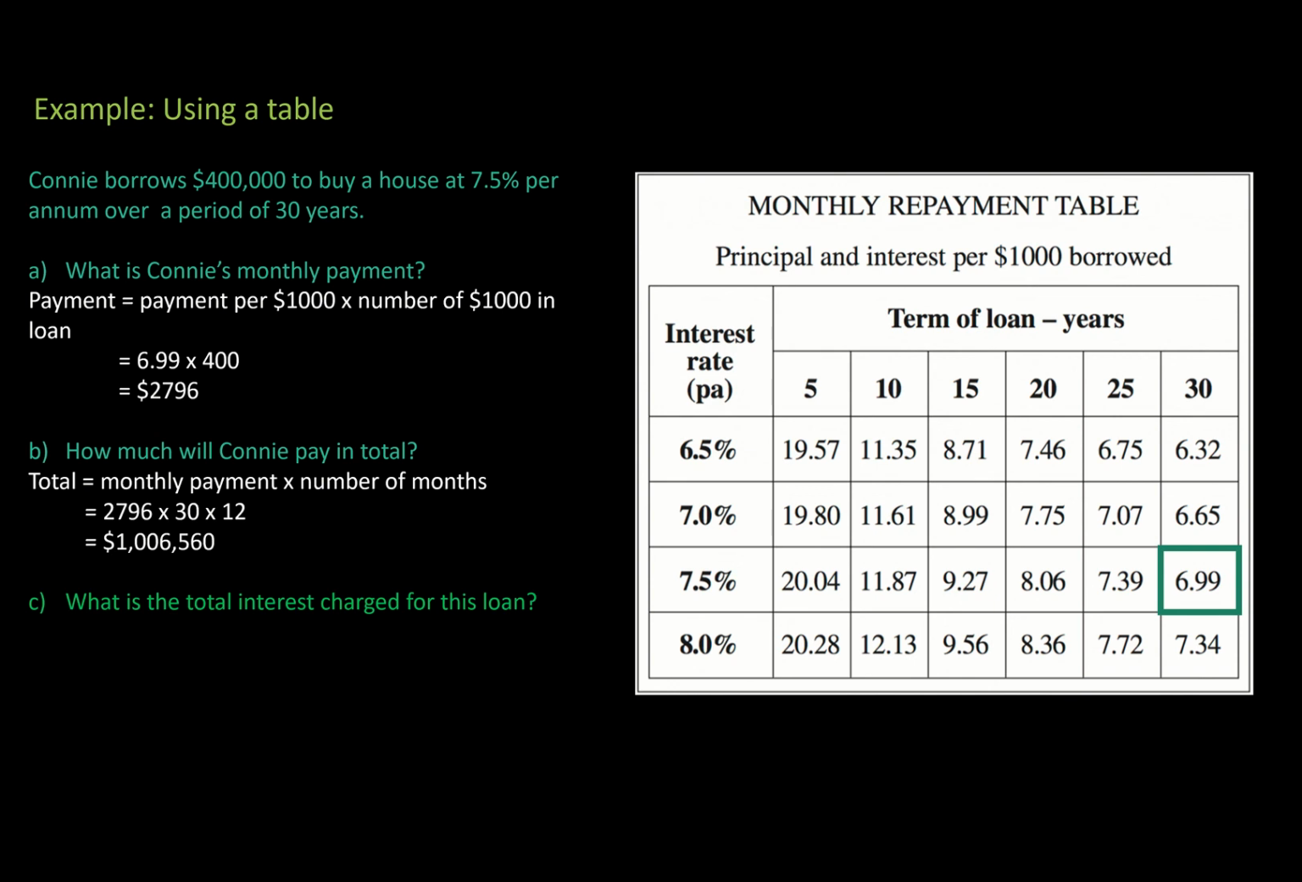So what is the total interest charged for this loan? The interest is just the difference between the total to be paid and what she borrowed at the very start. So we've got that final number, take away the amount she borrowed, and so the interest there is $606,560.